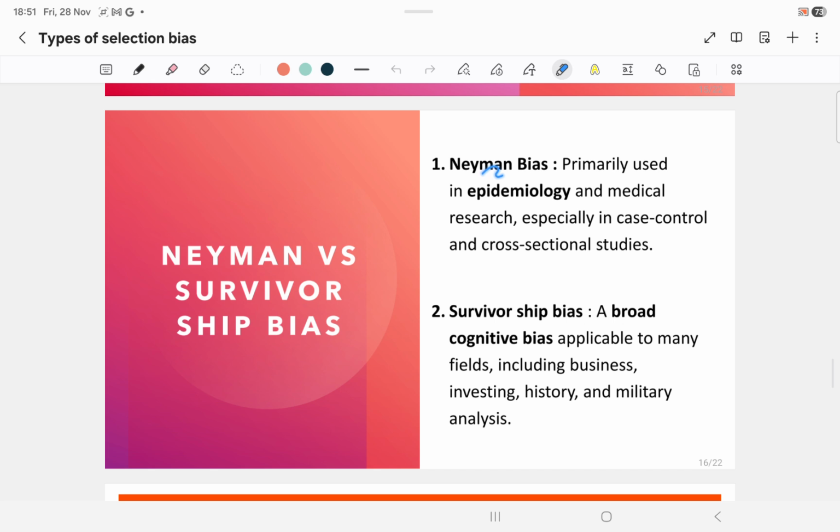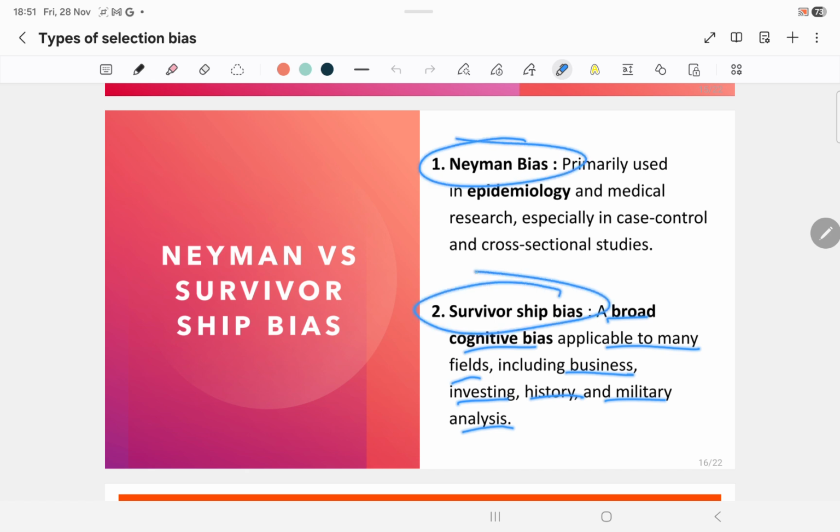So again, Neyman bias is primarily used in epidemiology and medical research, especially case control and cross-sectional studies, while survivorship bias is a broad cognitive bias applicable to many fields including business, investing, history, and military analysis. So Neyman bias is a kind of survivorship bias.